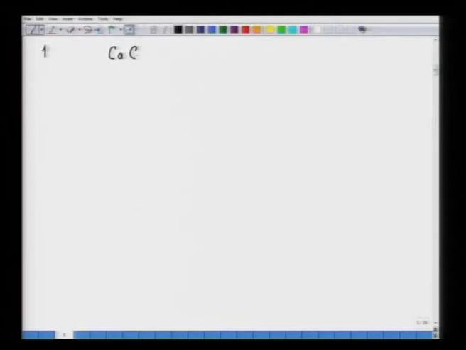Now, having given those things, let us straight away go to the solution of problem number 1. Now, in problem number 1, you have to calculate the heat energy to calcine 1000 kg limestone, and the composition everything is given to us. So, the reaction which takes place is CaCO3 solid equals CaO solid plus CO2 gas. This is the decomposition reaction.